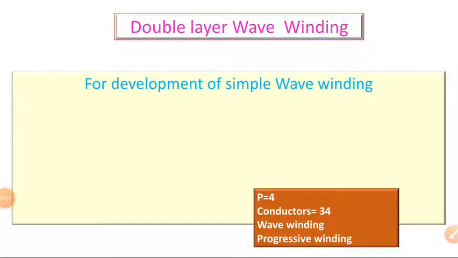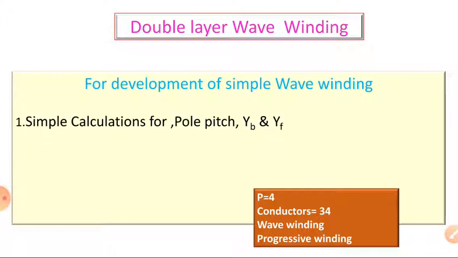Double layer wave winding. Okay, so here is the problem given. The number of poles is 4, total number of conductors 34, wave winding, progressive winding instead of retrogressive, so we are developing the progressive winding. These are some constraints. To develop any winding, we have to follow a few steps, easy to understand and easy to draw the diagram. So what are those steps?